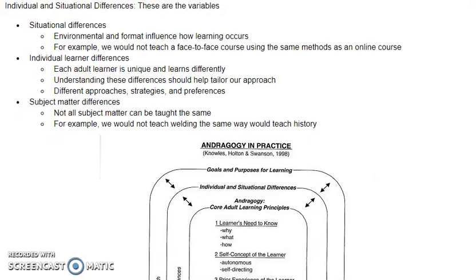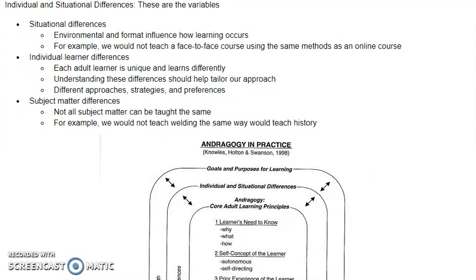There are individual learning differences, and we looked at that with the different theories and the idea that each adult learner is unique, just as each individual is. And ideally, we understand these differences and tailor the program towards that. In doing so, we can develop different approaches, strategies, preferences, and as the example I give, we would not teach welding the same way we would teach history. So those are things we need to consider.